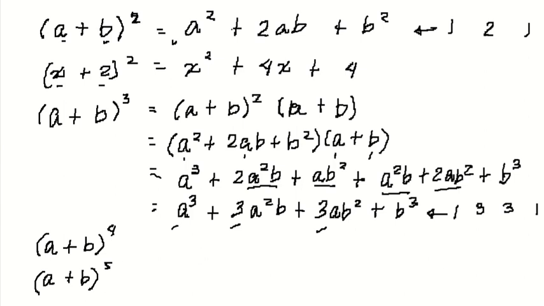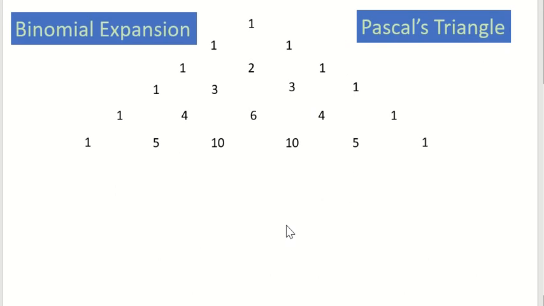Okay? And I would like to show what Pascal's triangle is. This is a Pascal's triangle. It's a triangular array of numbers that shows the coefficients of the binomial expansion. Remember, a plus b squared is 1, 2, 1, and a plus b raised to the power of 3 is 1, 3, 3, 1.